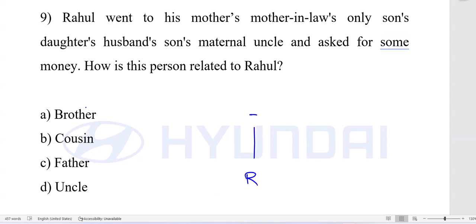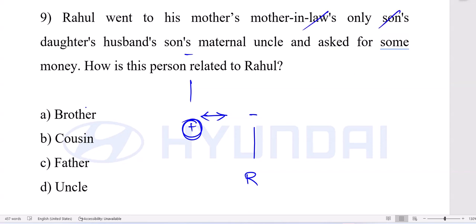Mother-in-law's only son. For this person, mother-in-law means Rahul's mother's mother-in-law, which means Rahul's father's mother. So now only son means this guy only will come. It's very easy. Don't complicate it. If you keep going, use pen and paper, things will be easy. Rahul's mother's mother-in-law means husband's mother. Only son means husband. So Rahul's mother's husband, Rahul's father, is that guy. So I have done up to here.